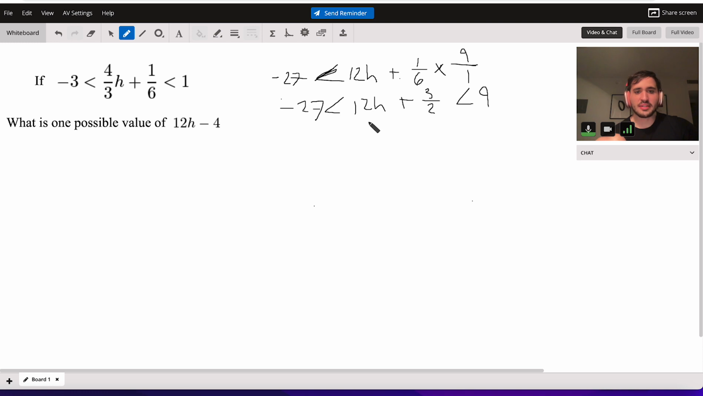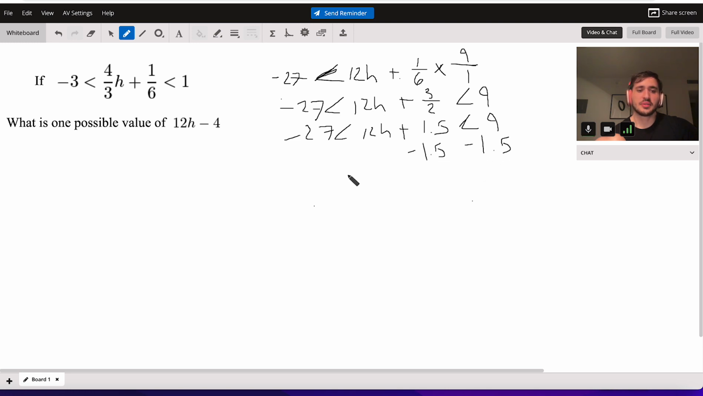So what we're going to do now is the following. We're going to subtract this from both sides so we can get this 12h on its own. And to do that, it would be easier if we just turn this into a decimal. So 12h plus 1.5 is less than 9 and greater than negative 27. Here's where the fun part comes in, right? We're going to subtract the 1.5.